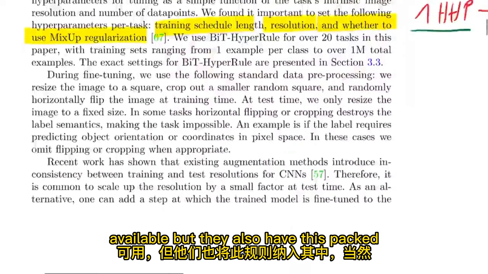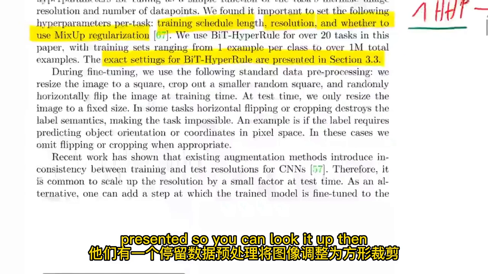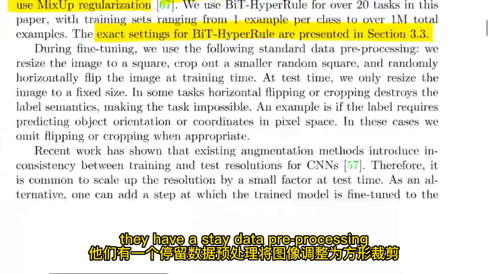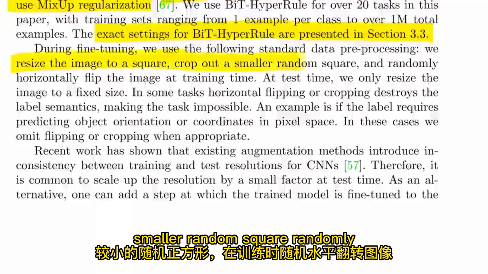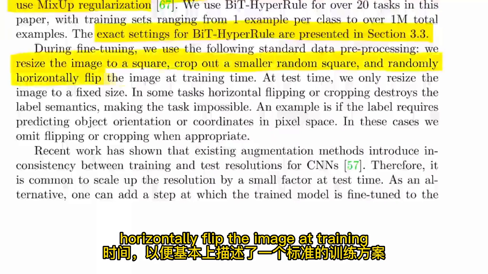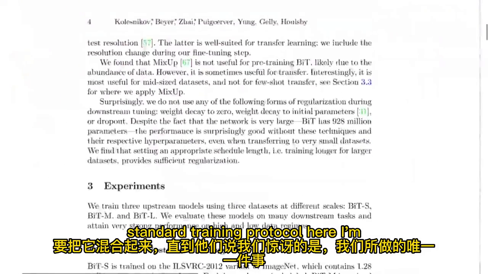But they all have this packed into this rule, and of course the exact settings of this rule are presented, so you can look it up. Then they have data pre-processing: resize the image to a square, crop out a smaller random square, and randomly horizontally flip the image at training time. So they basically describe a standard training protocol here.